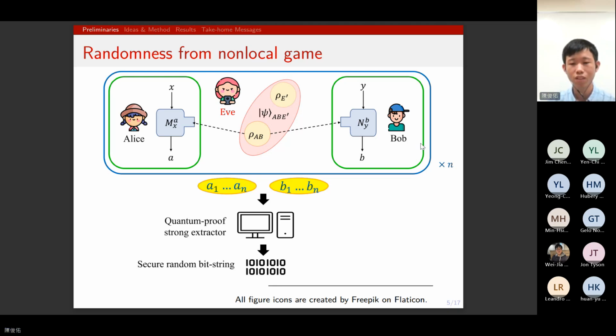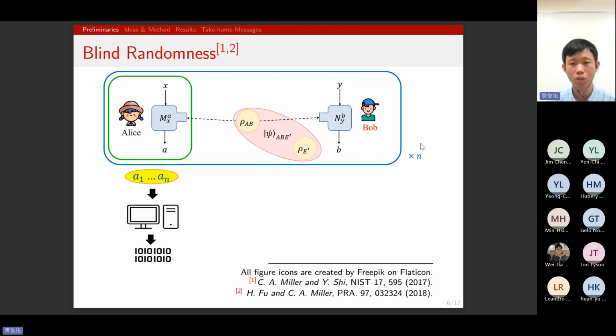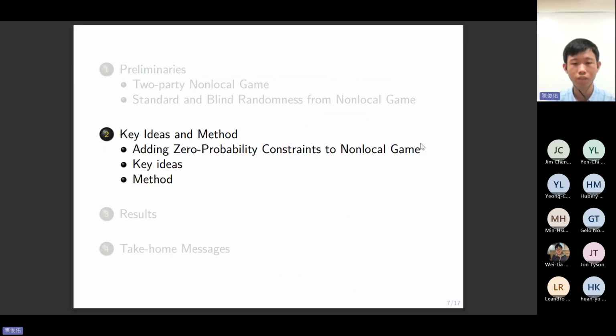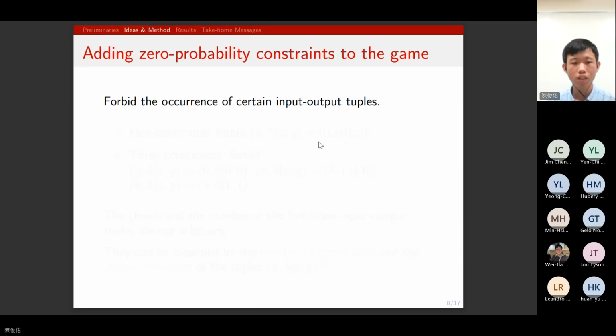Okay. So if there is no more question, then let's continue. So then let's come to the main idea of our work. So let's see what is a zero probability constraint.